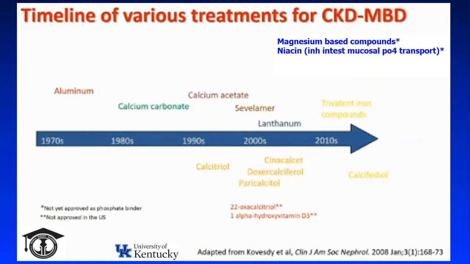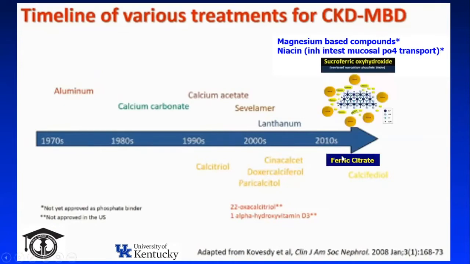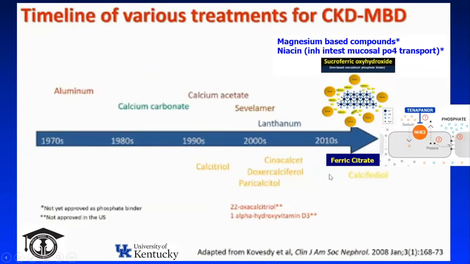Then in 2010, another breakthrough happened with the introduction of iron-based non-calcium phosphate lowering therapy, like sucroferric oxyhydroxide and ferric citrate. This one is called Velphoro, this one is called Auryxia. So this is another interesting and appealing way to control the phosphorus and also to improve the iron deficiency.